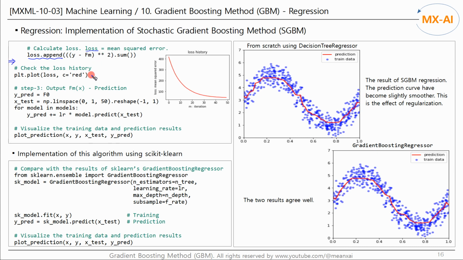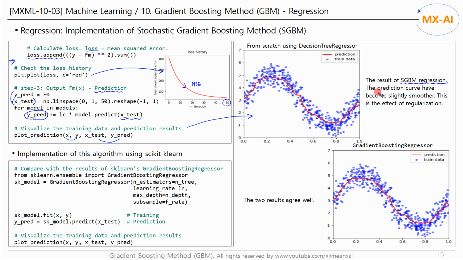If you check the loss history saved during the training process, it looks like this. We can see that the mean squared error decreases nicely as the iterations progress. In the prediction step, test data is generated in the same way as the previous code, and the Y-pred of the test data is predicted. Here's a visualization of the training data, test data, and the predictions. This is the result of SGBM regression.